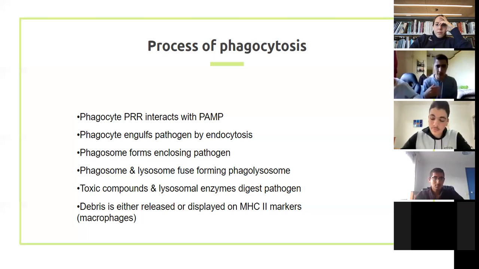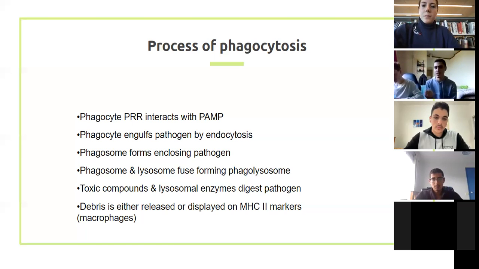Then the last step is either the cell just gets rid of that stuff, puts it out into the extracellular matrix, because it doesn't want it anymore. Or alternatively, if it's a macrophage, it'll grab it from the inside and display it on what we call MHC2 markers, which are receptors that show an antigen.